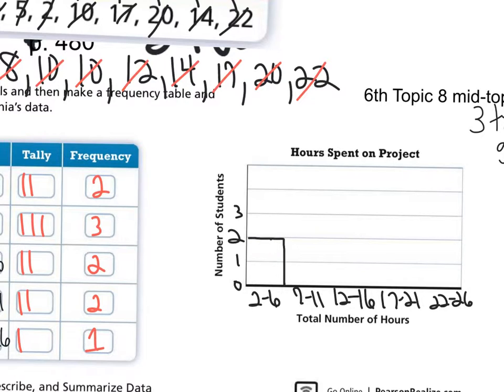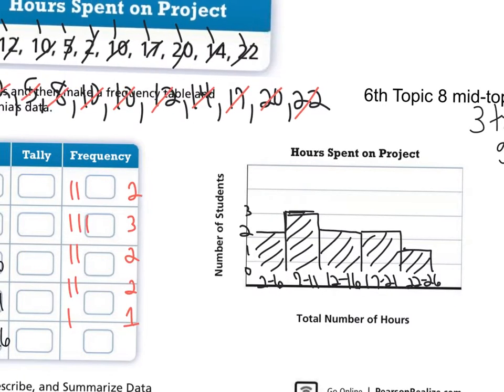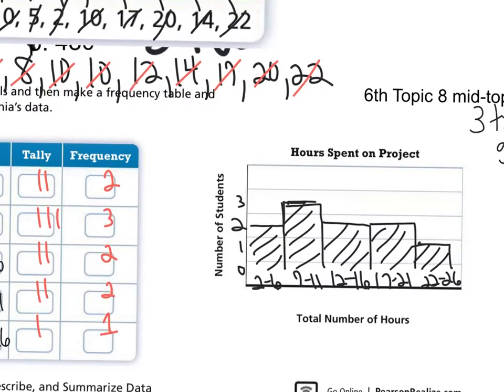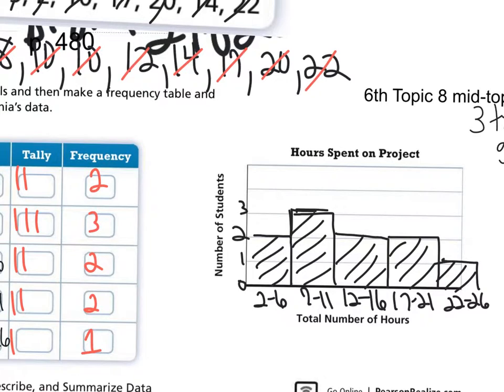So 2 through 6, we had 2. Next group, we had 3. Next group, we had 2. Next group, we had 2. And last group, we had 1. So that is what our histogram should look like if we did it that way.